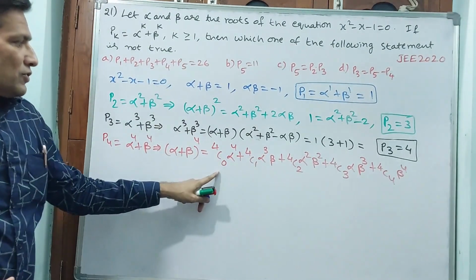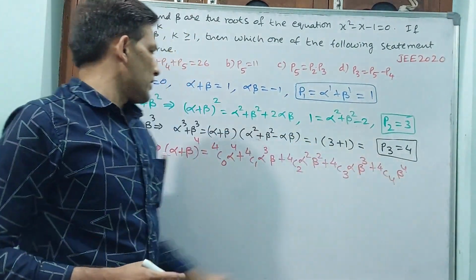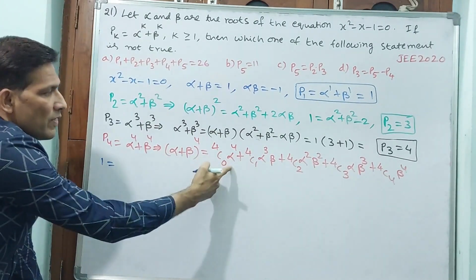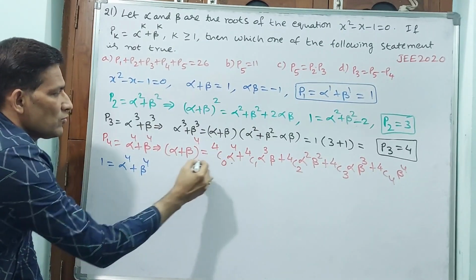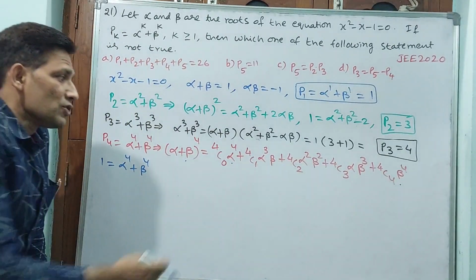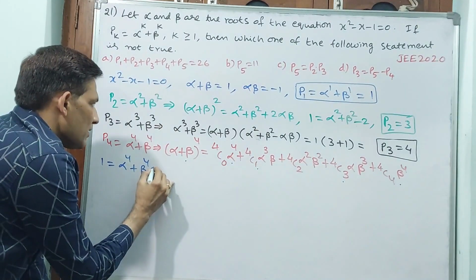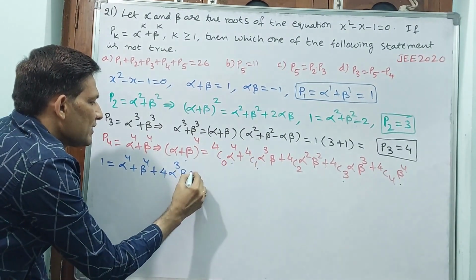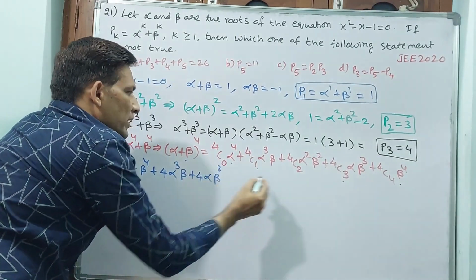Now you see, 4C0 value is 1, 4C4 value is 1. Alpha to the power of 4 plus beta to the power of 4. This is 1, 1 power 4 is 1. That means 1 is equal to alpha to the power of 4 plus beta to the power of 4. You see these two are over. 4C1 and 4C3 both are 4, plus 4 alpha cube beta plus 4 alpha beta cube. Okay, these two are over.